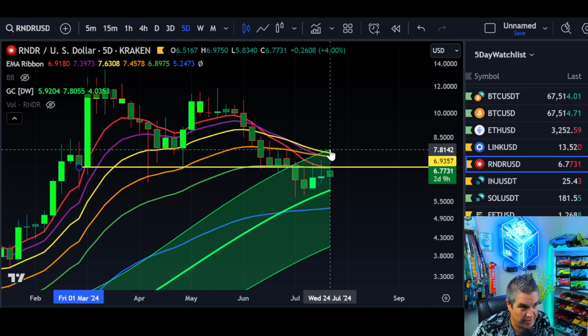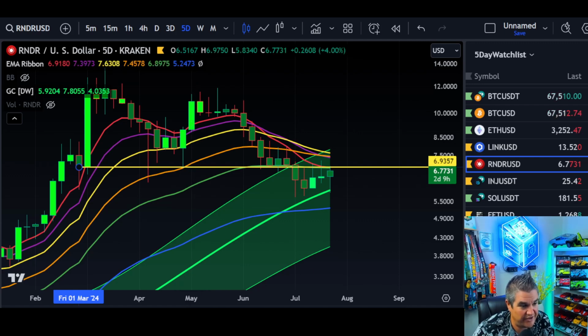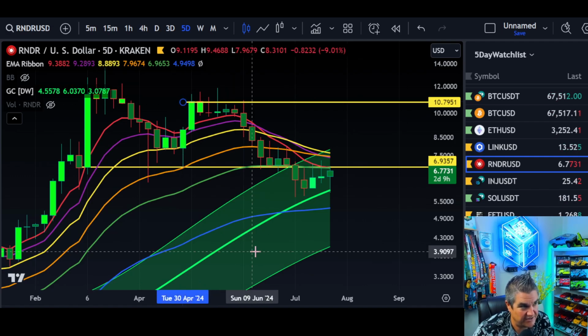To get up above the 5-day Gaussian, again, look at that $8 area. It gets us back above all moving averages. Then, once we do that, we can eyeball our new high, right? That's our next macro target. Once we get back above 8. What else are we going to look at?